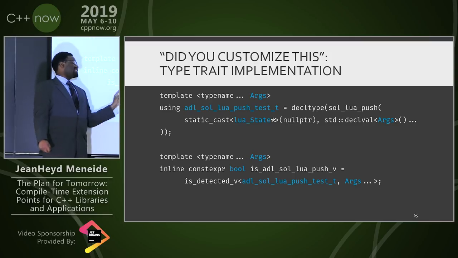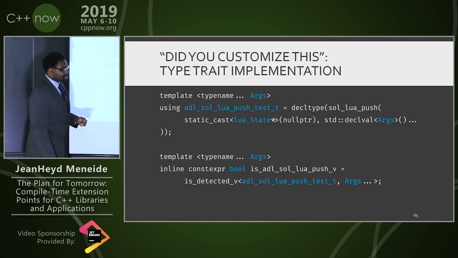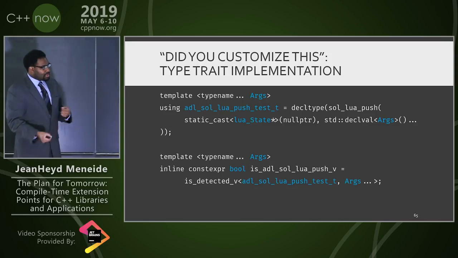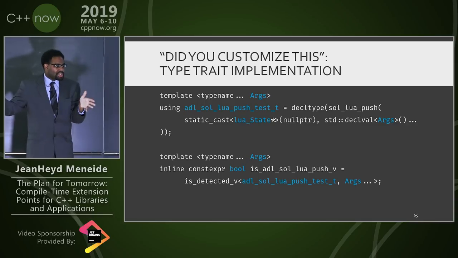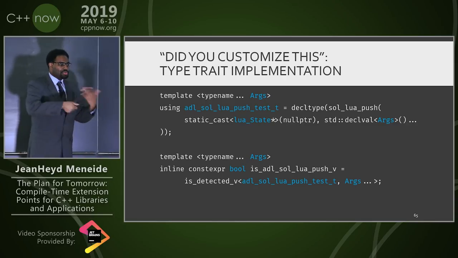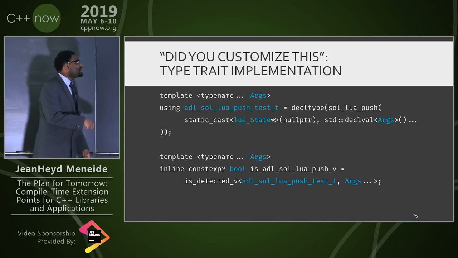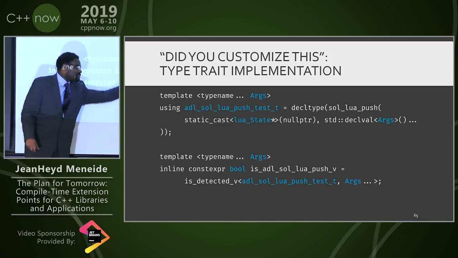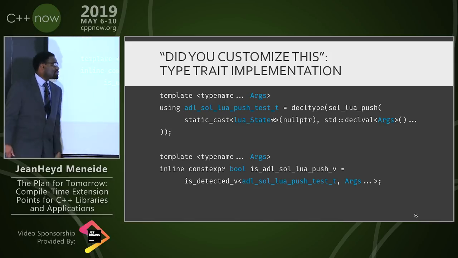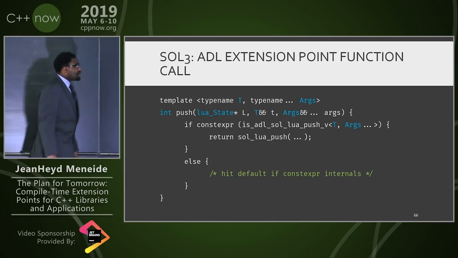And we use this is_detected_v, which is an idiom for passing in a test meta function plus some arguments that are supposed to go into that function. Basically that gives you the yes or no of whether or not it's true. So this is the test function. This is the is_detected, and we're passing it the test function, and we're passing it the arguments that come from elsewhere.